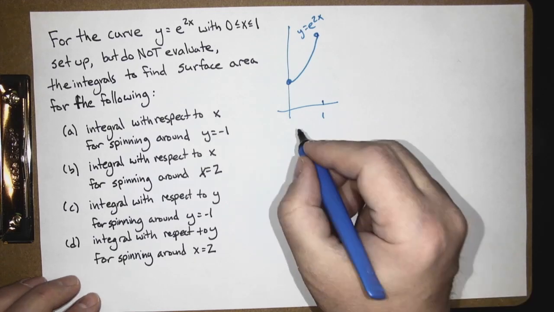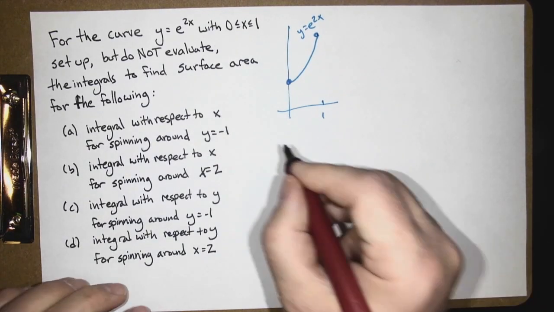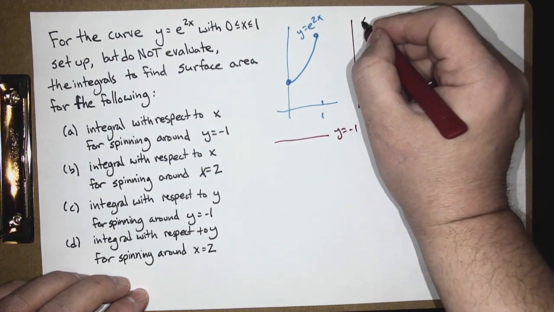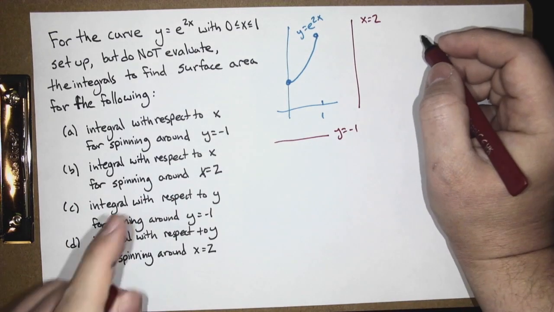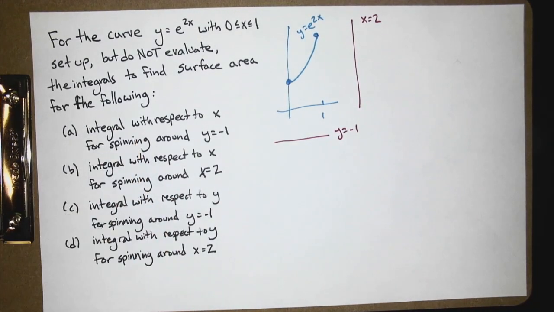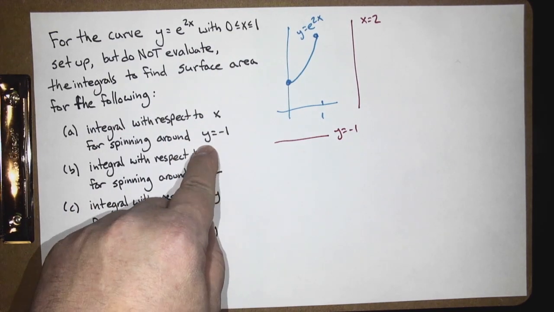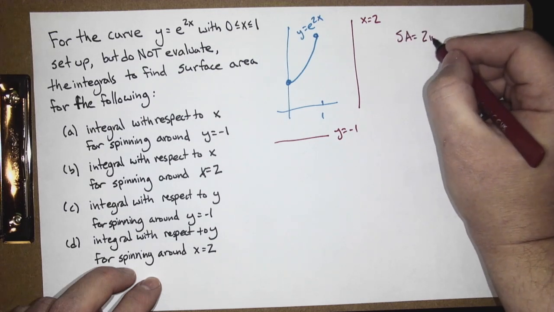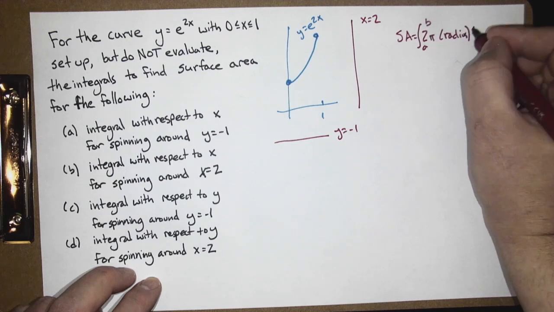We want to go around two lines. One line is y equals -1. The other one is x equals 2. Okay, so part A. We want to do an integral of this that finds the surface area if you integrate with respect to x and you go around the line y equals -1. Our generic formula, we'll just put that down for reference. Integral a to b, 2 pi, radius, length.